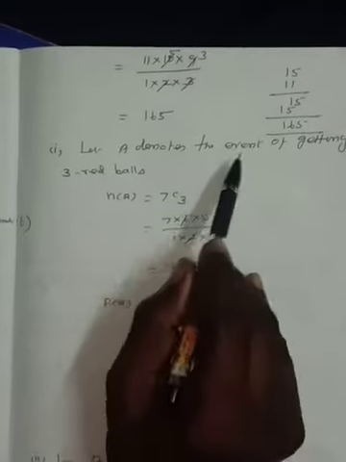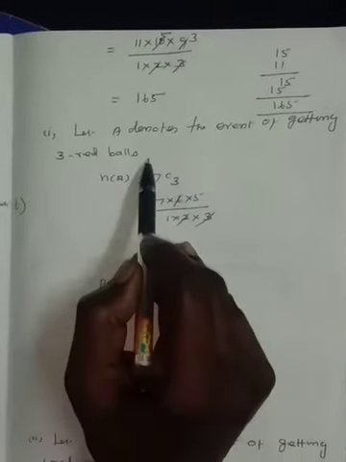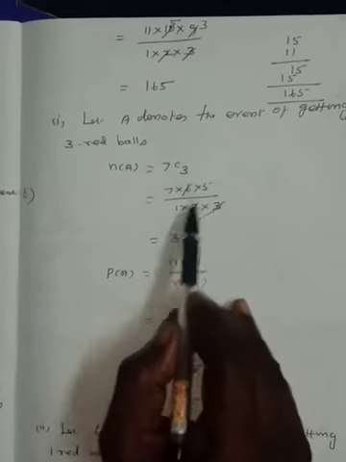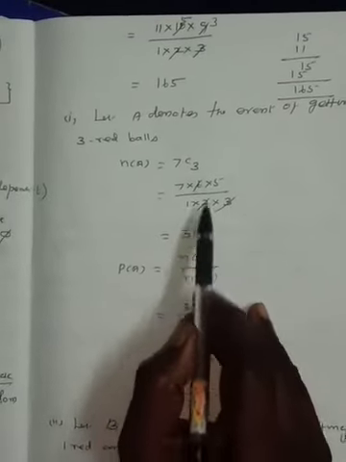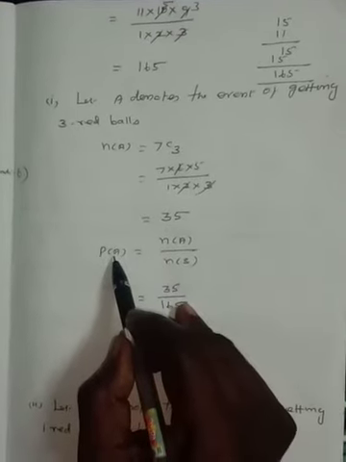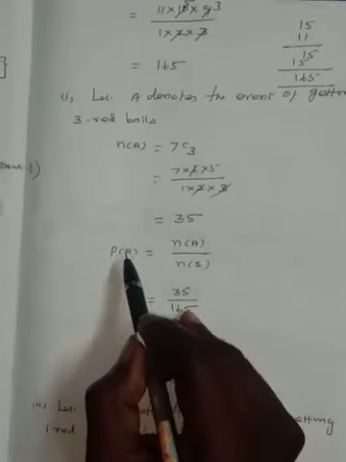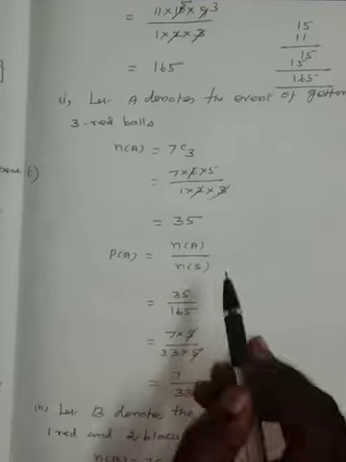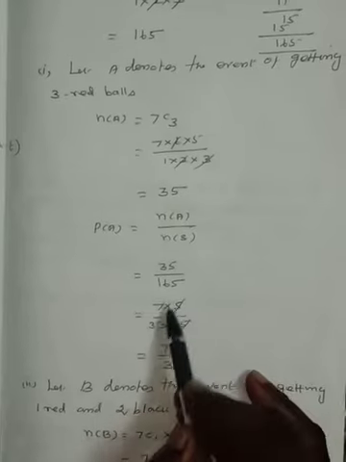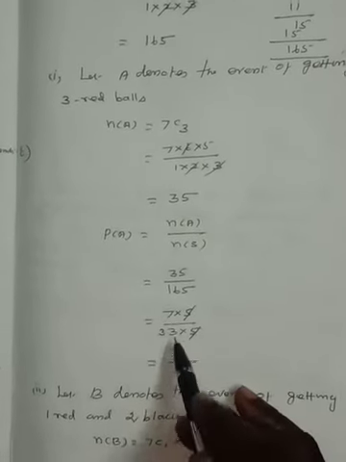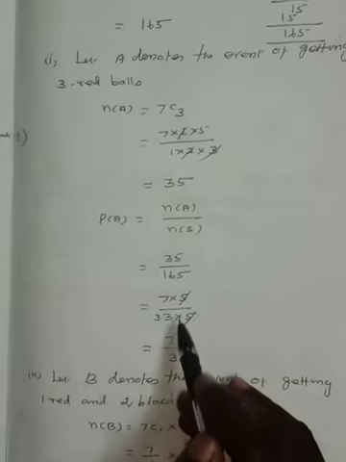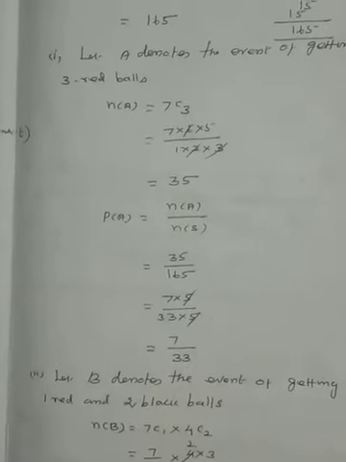Number 1. Let capital A denote the event of getting 3 red balls. N of A is equal to 7C3, which is 7 into 6 into 5 divided by 1 into 2 into 3, which is 35. Probability of getting A, 3 red balls, is N of A divided by N of S. N of A is 35, N of S is 165. So, 7 5s are 35 in the numerator, 33 5s are 165 in the denominator. Cancelling these two 5s we get 7 divided by 33.